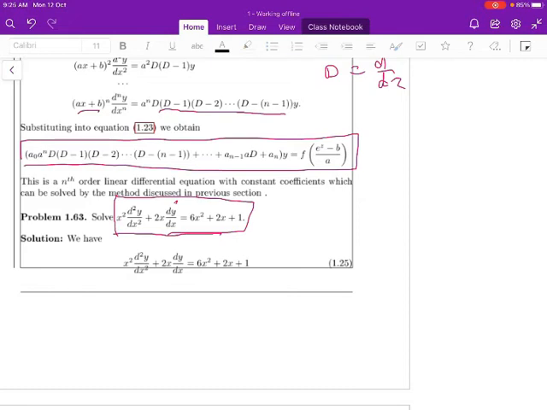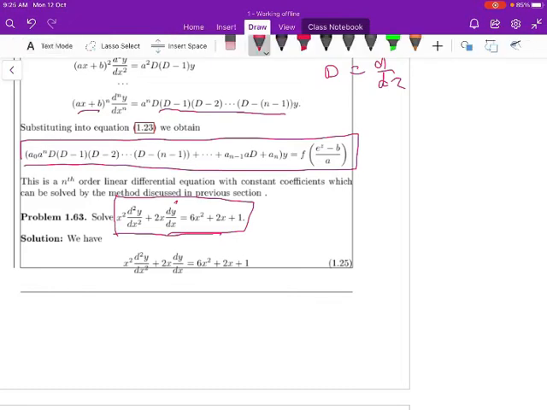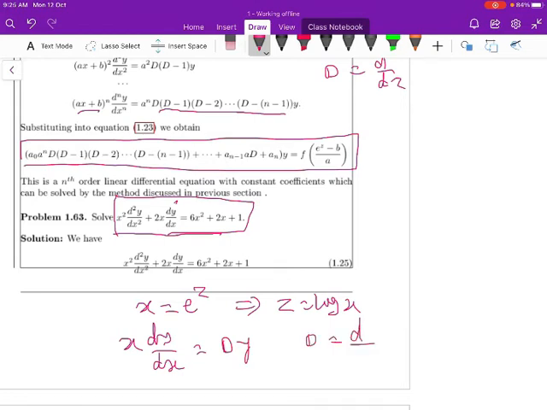Now here we can convert the differential equation with variable coefficients into a differential equation with constant coefficients by taking the transformation x = e^z. This implies z = log x. Similarly, x dy/dx can be written as Dy, where D = d/dz, and x² d²y/dx² can be written as D(D-1)y, as you studied previously.